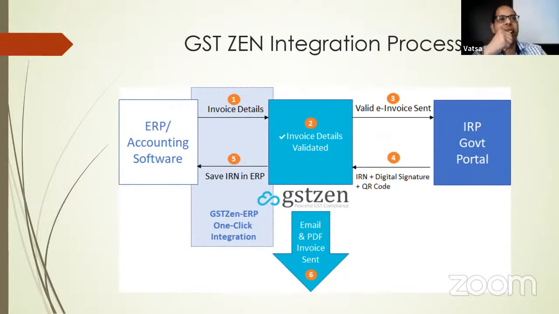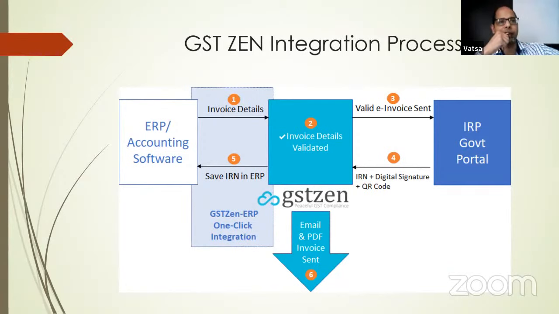They'll get validated. That validated e-invoice will be sent to the IRP portal. The IRP portal will acknowledge it, and send back the digital signature, QR code, and IRN number. You will save those details in your software. Also, GSTZen has a facility to automatically email the invoice, send a PDF, the acknowledgement JSON, and so forth. So these facilities exist, but this is the overall picture of how e-invoicing works.